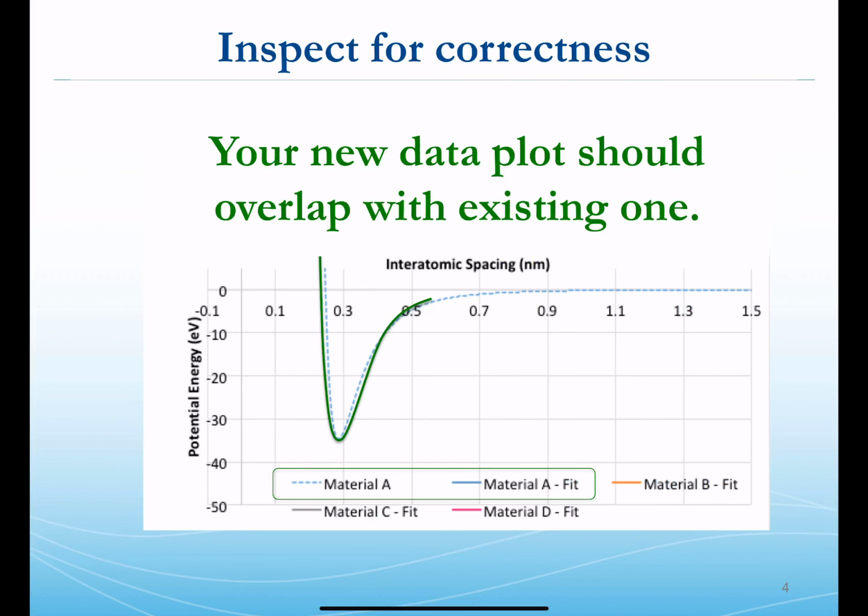You can also inspect that in a graphical format. So here, maybe your experimental data, the initial column of information, is shown in one line, and then your theoretical data might be shown as a second line or a fit, and these curves should be very closely overlapping with one another. If not, the programming of the Excel sheet is incorrect.